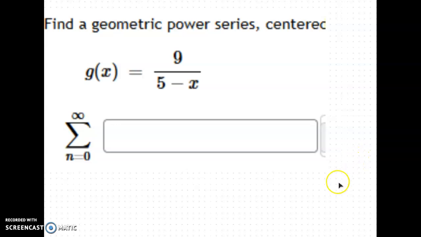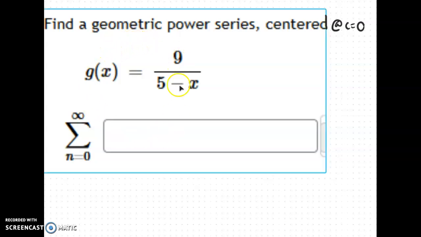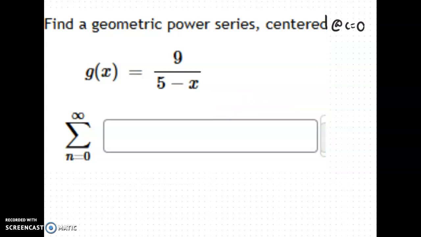This question comes from exercises 6.3 and it's question number 2. The question asks us to find a geometric power series, centered at c equals 0, for the function below. So we have function g of x, 9 divided by 5 minus x. So how can we write this as a power series?